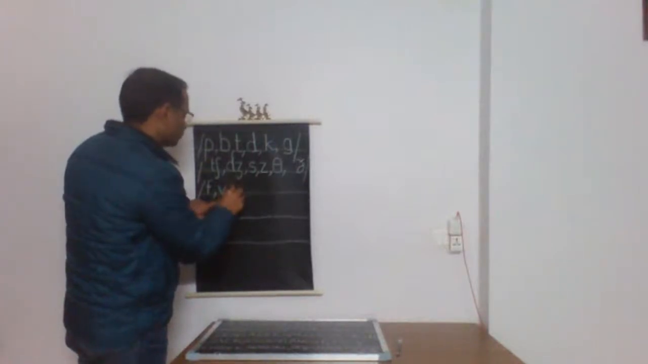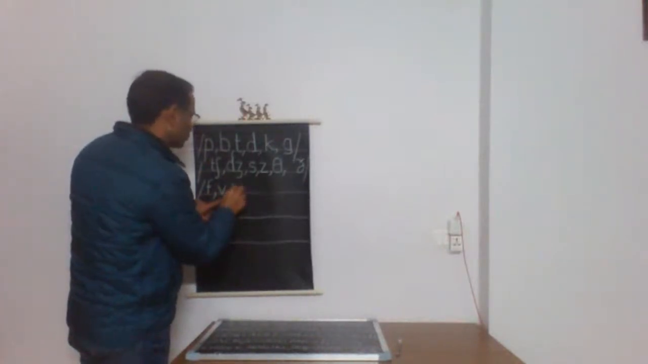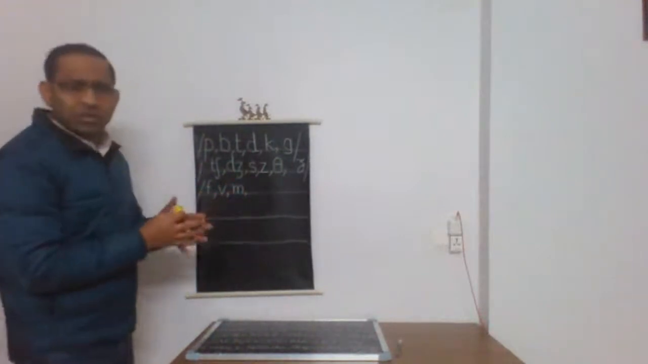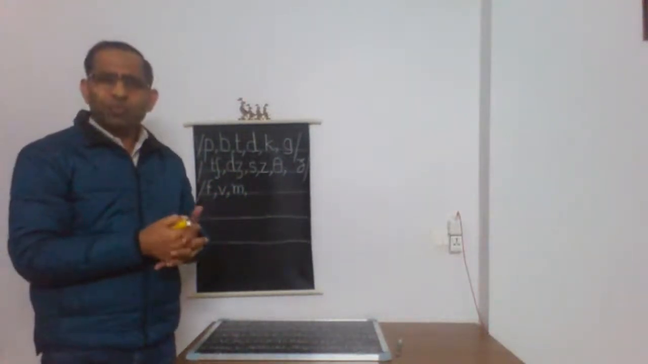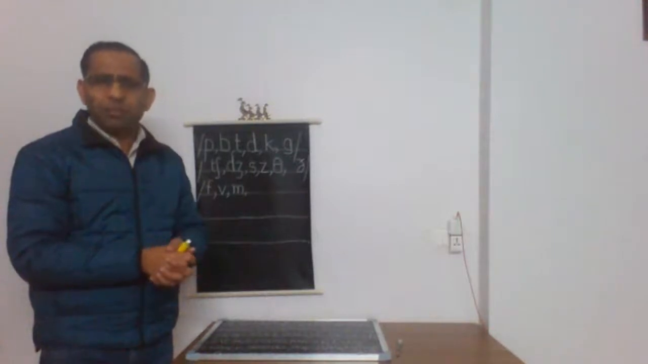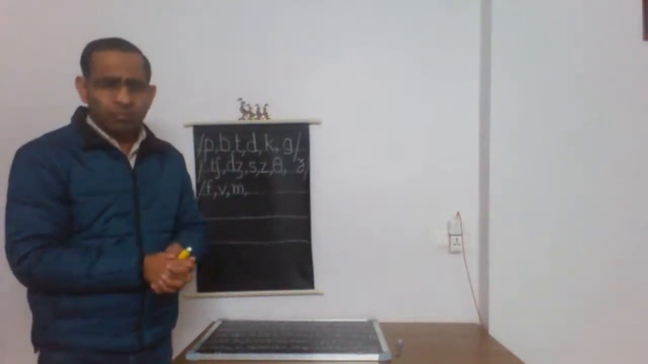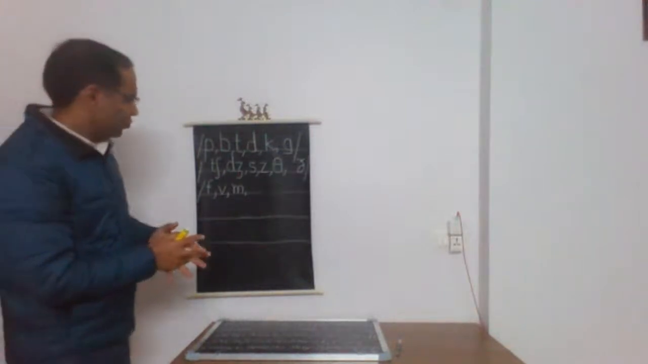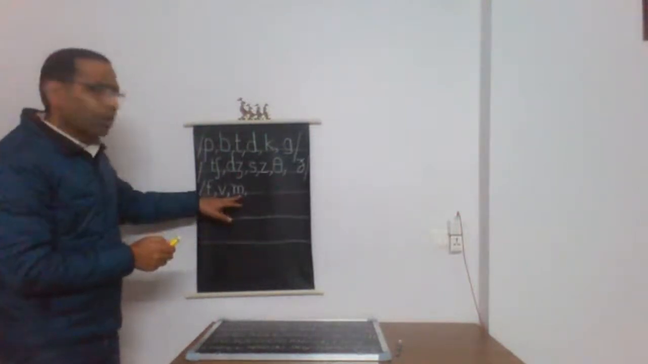M. This is the symbol for the M sound, but to speak it correctly, it is not M, it is M, like in man, mouse, him.